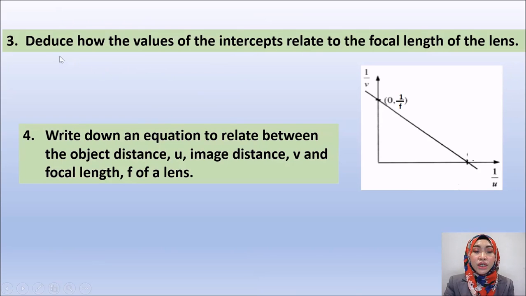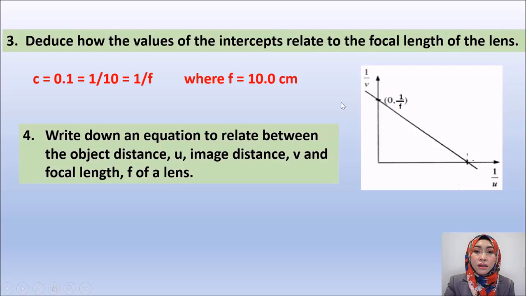Next, number 3. Deduce how the value of the intercept relates to the focal length of the lens. From the graph, we know that the y-intercept represents 1/f, where f equals 10 cm.